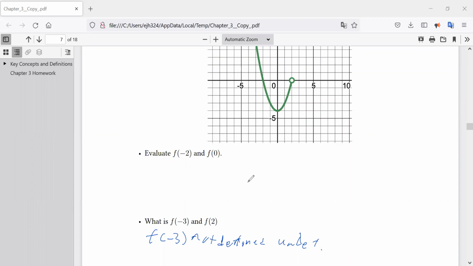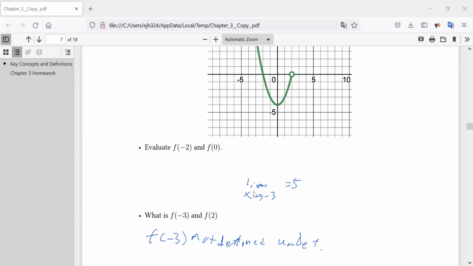But you might have, we won't cover this for a while, we don't talk about limits much in this class, but they're a big thing in calc next term. So the limit as x approaches -3 would be equal to 5, right? I think that's what it was. Yeah, 5. This is the notation for how you would write what the limit is approaching. But if it's just saying what is f of -3, then it's undefined. Okay, thank you.